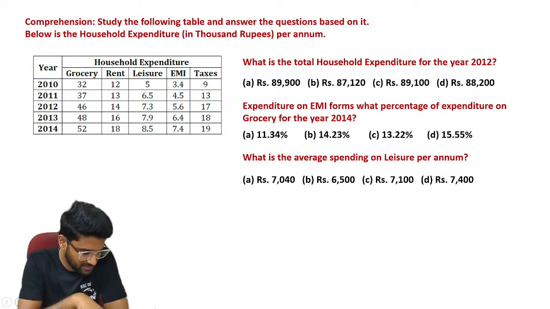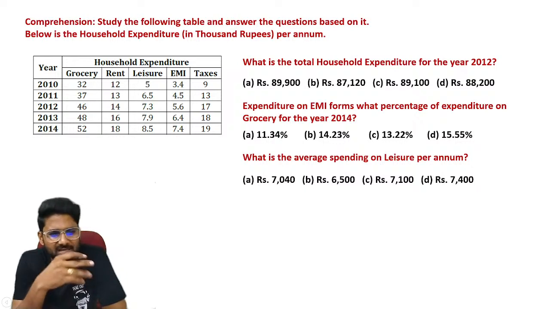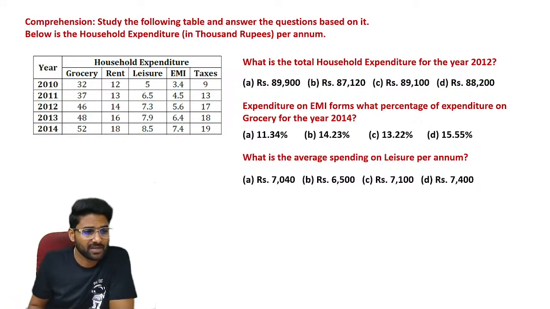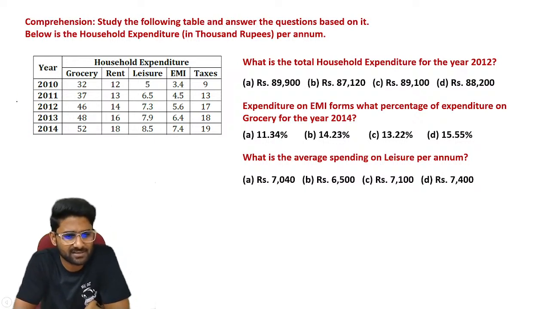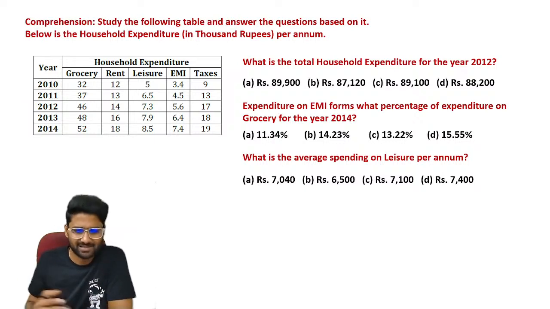Let's check with this data interpretation. Now see, understand this data. Study the following table and answer the questions based on it. Below is the household expenditure in 1000 rupees per annum. They have given us the respective years. We have household expenditures: groceries, rent, leases, EMI and taxes, and the data is available. Let's check with these three questions.